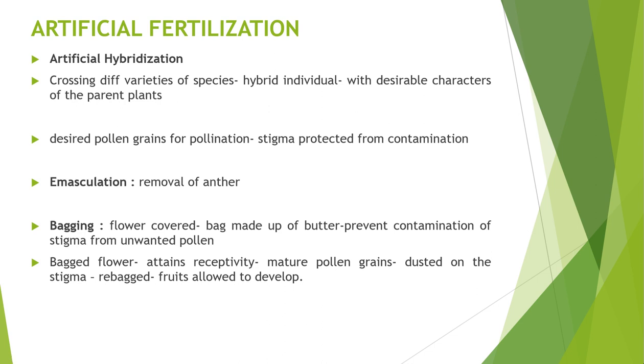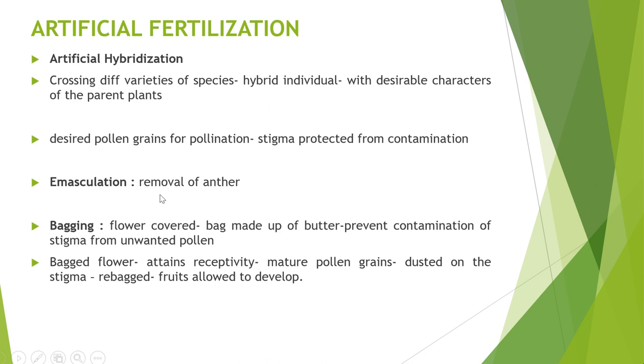In the emasculation process, we remove the male reproductive part, or simply the anther. So emasculation means, if the female parent bears bisexual flowers, then the removal of the anthers from the flower bud before the anther dehisces, using a pair of forceps, is necessary. This step is referred to as emasculation, and the emasculated flowers have to be covered with a bag of suitable size, generally made of butter paper.